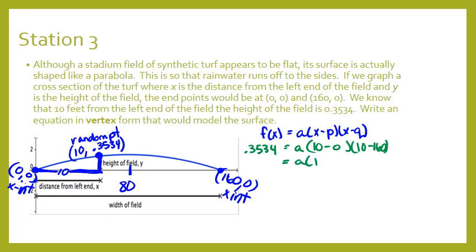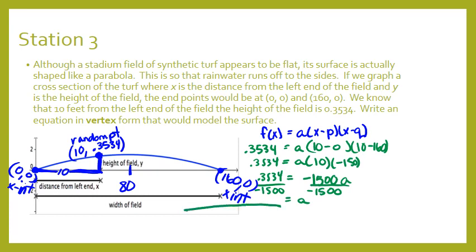Let's take care of our parentheses. I have a 10 and I have a negative 150. And I still have this crazy decimal. I've got a negative 1,500a. Now as I look at this point, if I go to divide by negative 1,500, let's acknowledge a few things. First of all, I'm going to have a crazy decimal. I'll let you plug that in and find that value. You'll also notice it'll be negative. Well, think about this. This parabola is upside down, so a negative leading coefficient makes sense. So in the end, I'm going to have f(x) equals your crazy decimal that you found.